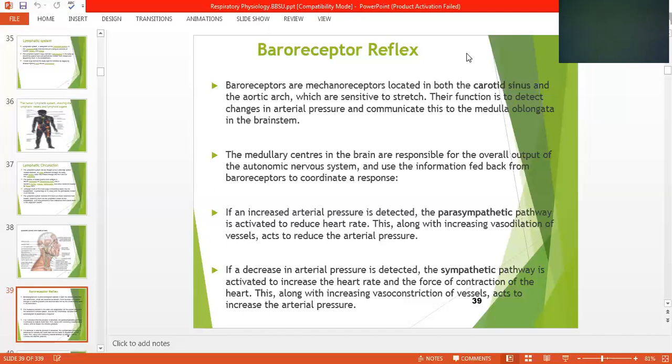If a decrease in arterial pressure is detected, a sympathetic pathway is activated. If parasympathetic decreases the arterial pressure, then the sympathetic system will increase it and bring it to normal, increasing the heart rate and force of contraction of the heart. This, along with increasing vasoconstriction of the vessels, acts to increase the arterial pressure. So if there is an increase of arterial pressure, then the autonomic nervous system, which starts from the medulla oblongata, will decrease the blood pressure through parasympathetic and increase the blood pressure through sympathetic.